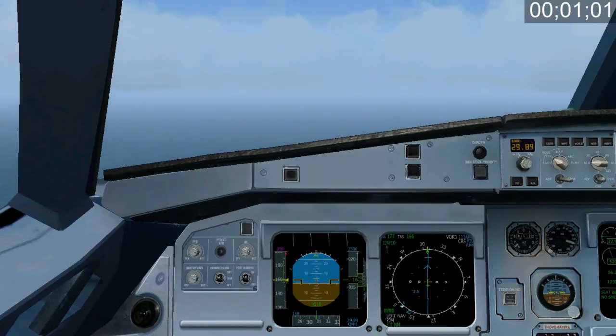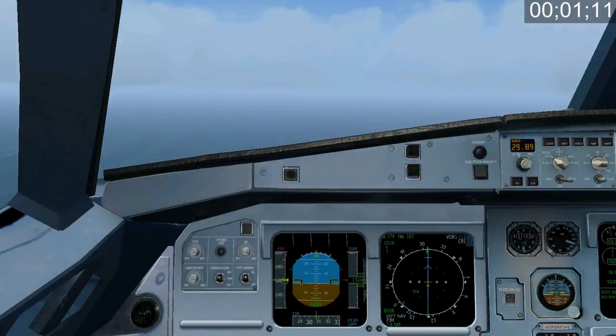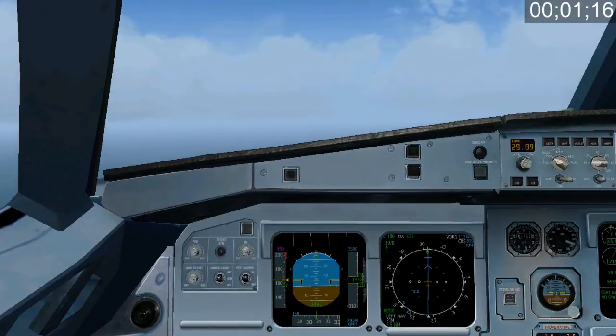Once we are established on a heading of 096 back to the VOR, that point is going to be our final approach fix. We're going to lower our landing gear, and we're going to do a pre-landing checklist. Okay, we're at 1,500 feet right now. We're going to maintain this 1,500 feet until we've established ourselves on a heading of 096 back to the VOR.